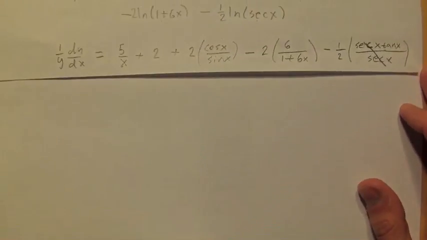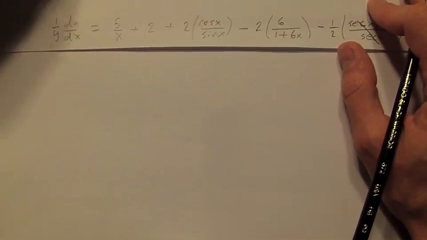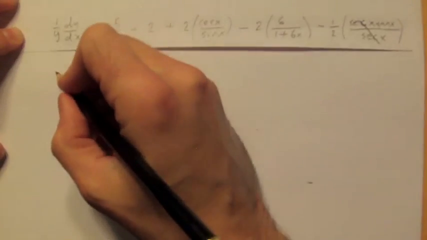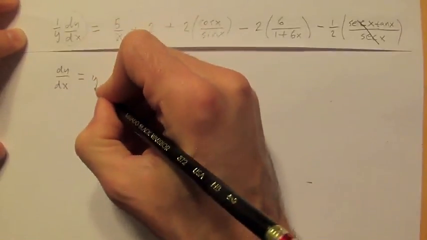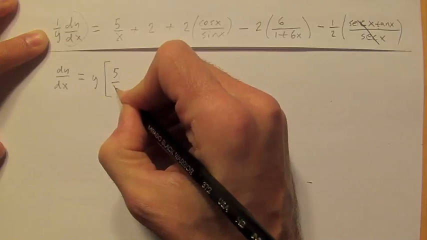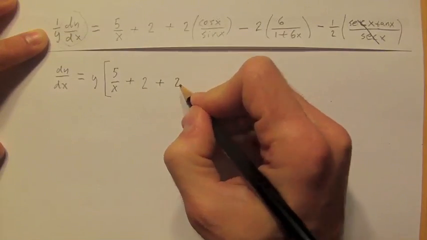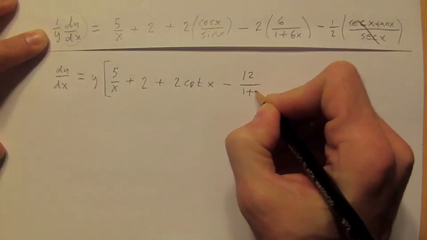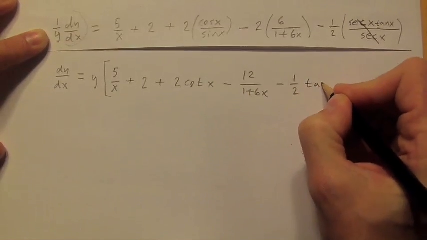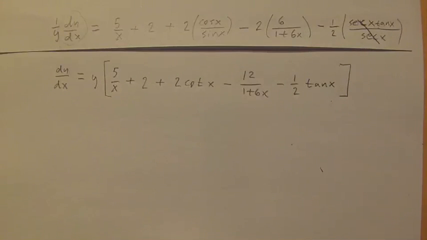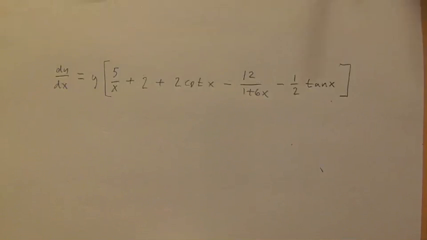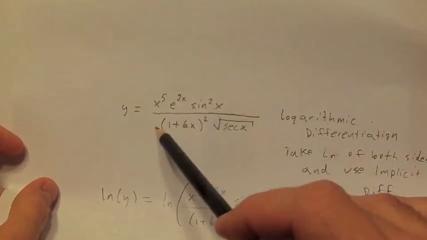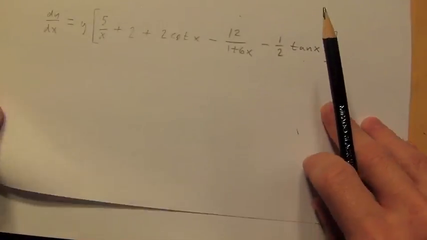Okay, so there we go. There's that, and let's put this up. Now, remember, implicit differentiation, you solve for dy over dx, so I'm going to move that y over. It'll be y times, and then I'm going to simplify what's in here. It will be 5 over x plus 2 plus 2 cosine over sine, which is cotangent x, minus 12 over 1 plus 6x, minus 1/2 times tangent of x. Okay, and then the only thing you really have left to do, basically the answer, is you can put your y back in. If you remember what the y was, it was this big nasty thing. You can put that back in, and that will be the derivative.